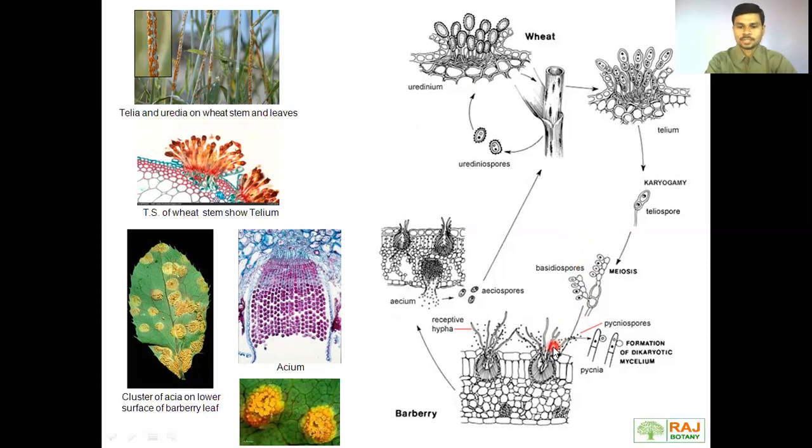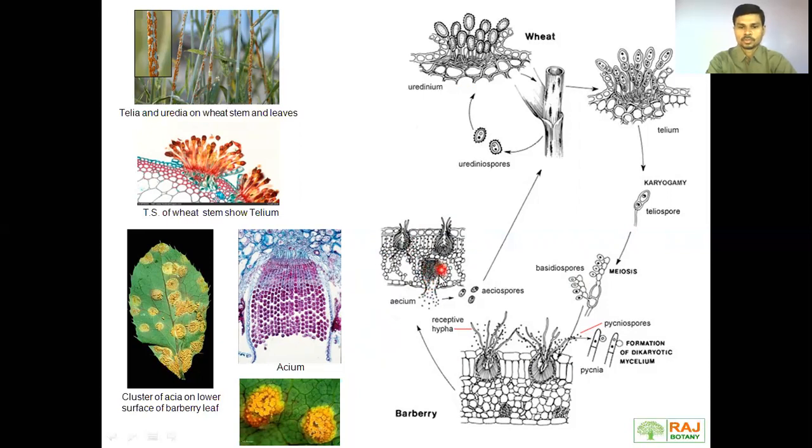From the basidiospore, there is production of the pycnia, and inside the pycnia there is development of the pycniospores. These are produced on the upper side of the barberry leaf. Here we can see the pycnia, this is the section of the barberry leaf. These are the pycnia, and on the opposite side of the pycnia there is development of the aecia.